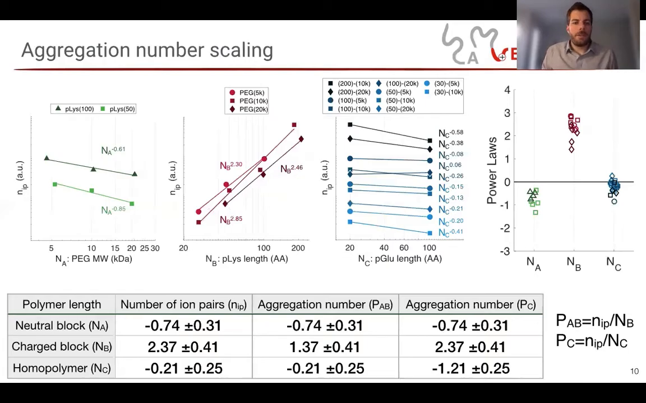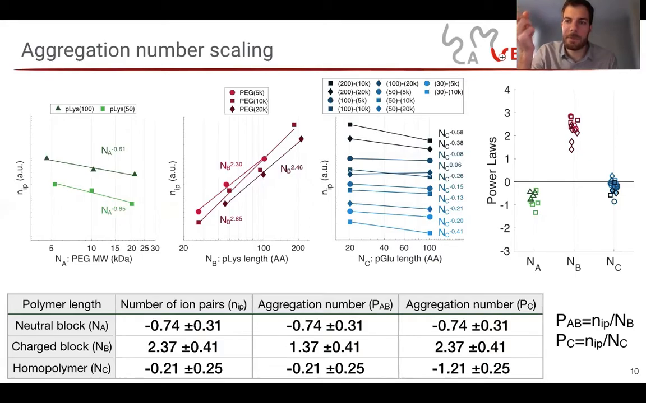And then the third physical parameter that I'm looking at here is aggregation number. And so these data also come from small angle X-ray scattering, which is where I got the core size from. But this is a little more complicated to get from that data.